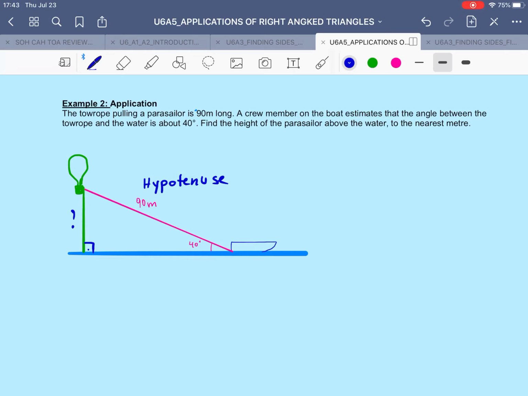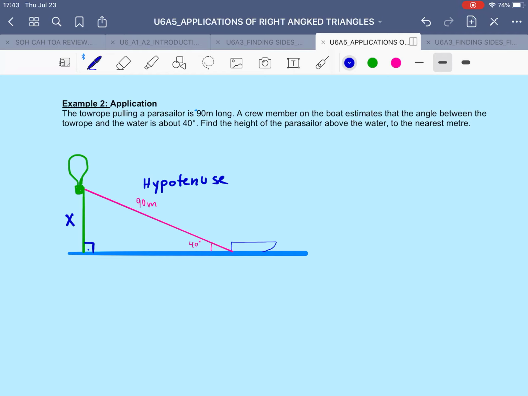Now I need to identify what I need to find. So I need to find this side, the unknown side. I'm going to give it a name. Always give the unknowns a name in math because it's easier to communicate, to talk about them. Everything needs a name, sort of. And we're going to say this is the unknown x.